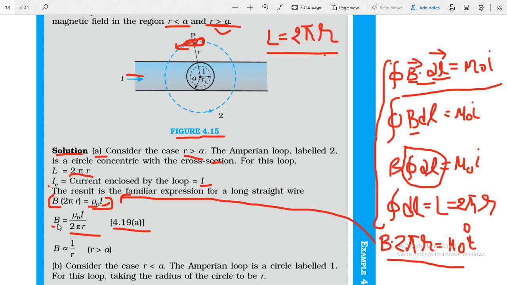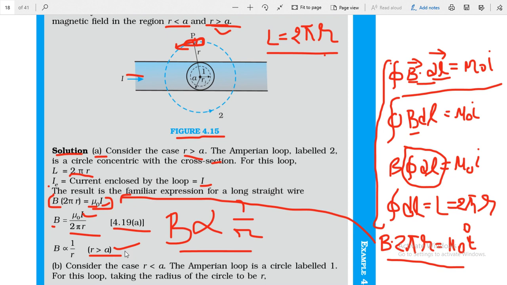And from this equation, since mu naught upon 2 pi is a constant and I is also constant in this question, this shows that B, the magnetic field, is inversely proportional to r, that is, proportional to 1 upon r. It means the magnetic field decreases with the distance from the wire, for r greater than a. Okay, so this is the case. This is true for outside the wire. Okay, now let's see what happens inside the wire.